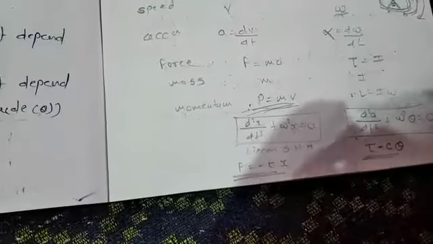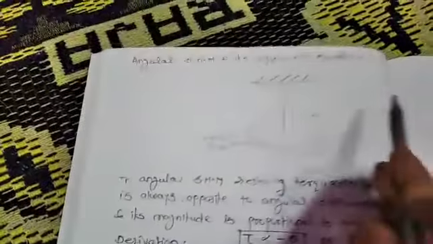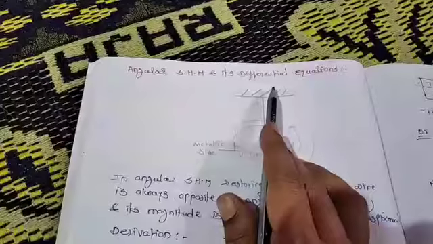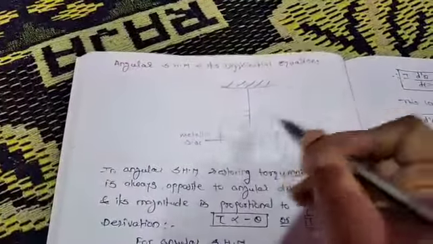In linear SHM, we have seen the definition, that force is directly proportional to displacement, and both are oppositely directed, that is F is equal to minus kx. And in the angular we have that torque is directly proportional to angular displacement, and both are oppositely directed. This negative sign indicates that. These all terms we are going to see now. So this is the angular SHM and the differential equation for the angular SHM we are going to see.